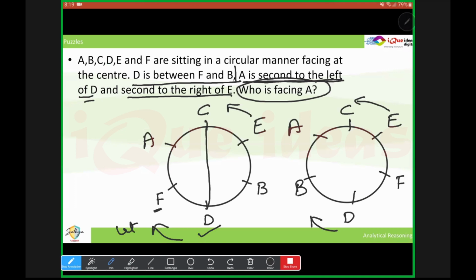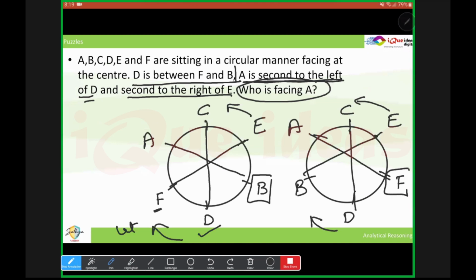तो पहले अरेंजमेंट के अंदर ए के सामने बी आ गया, लेकिन दूसरे अरेंजमेंट के अंदर ए के सामने एफ आ गया. सो आइदर बी और एफ इज फेसिंग ए. सो देयर आर टू पॉसिबल आंसर्स इन दिस. गॉट दैट?